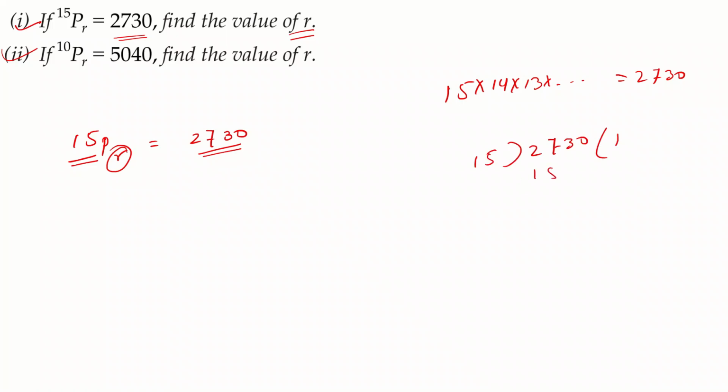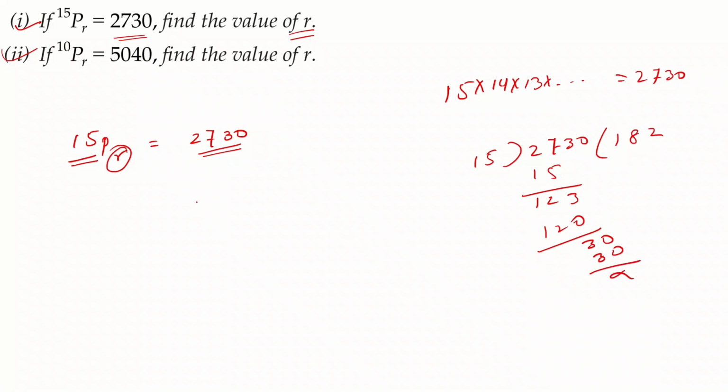15 ones are 15. Remainder is 12, bring down 3, 15 7s are 105. So the remainder is 13 minus 5, 18, then 180. Sorry, 15 7s are 105, 15 8s are 120, 30, 15 2s are 30.